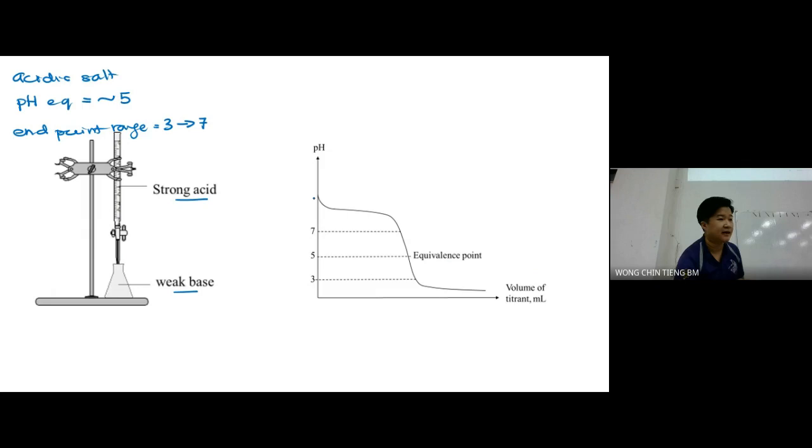Perasan tak pH saya sekarang tak start tinggi ni? Nampak tak? pH saya takkan start tinggi tu. Kenapa pH saya takkan start tinggi tu? Because it's only a weak base. Dia takkan sampai 13 point something, betul? So dia akan start bawah sikit. Yang pertama.